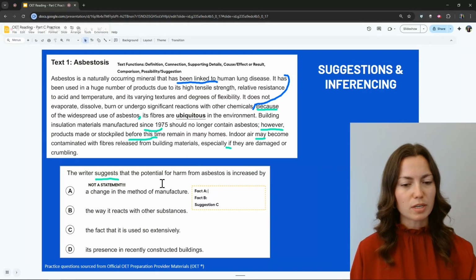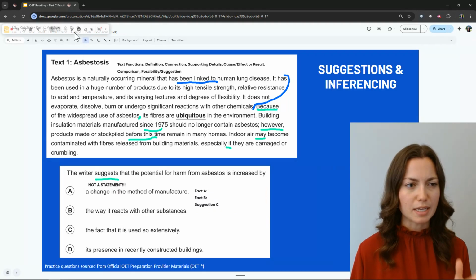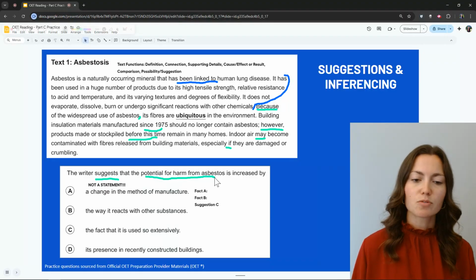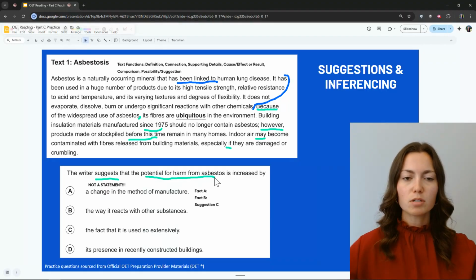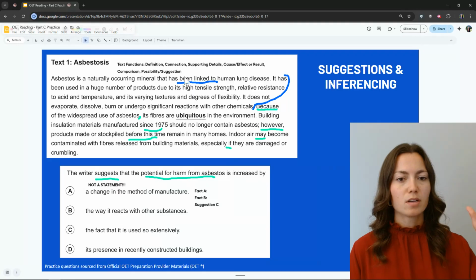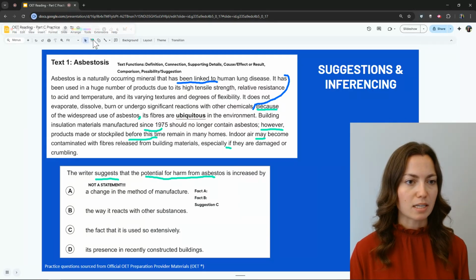So what we're looking at here is there's sort of 2 pieces to this. One, we're going to find 2 facts, and then we're going to be able to conclude from that what the suggestion is. So let's start with the easiest thing, which is look at your question and find the fact that they're talking about already. The potential for harm from asbestos. Now go to your text and find anywhere it's talking about harm. Well, right in the first sentence, that has been linked to human lung disease. So let's write that explicitly so we can all see that here, and I'll erase that.